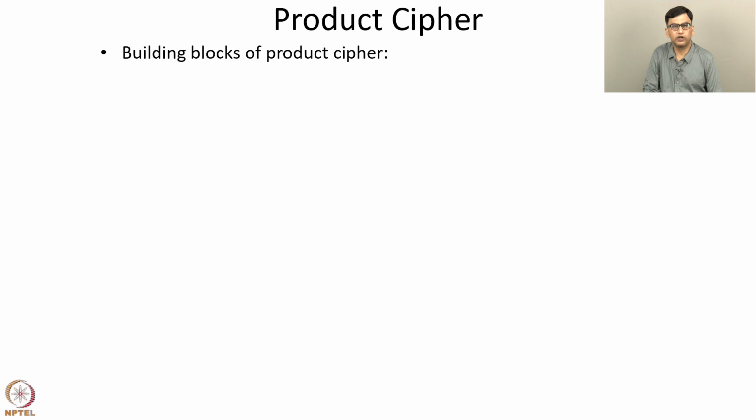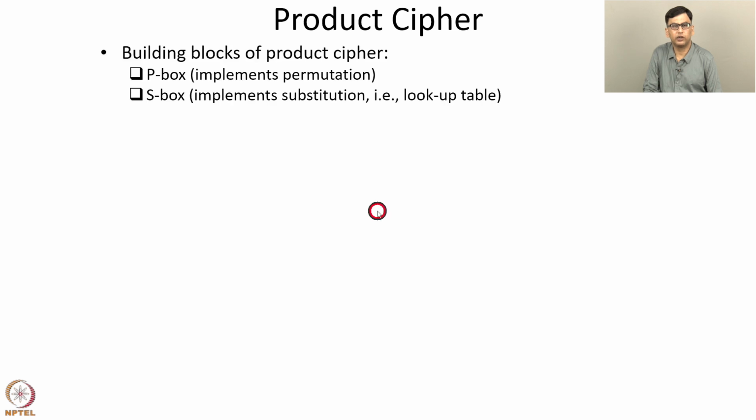The building blocks of a product cipher are the following. It uses two kinds of transformation. One is a P box. It implements a permutation of the input, and an S box implements a substitution, that is, a lookup table. But as we'll see, the size of this S box is not k, that is the block cipher size, but we use a smaller value of the number of bits in the lookup table.